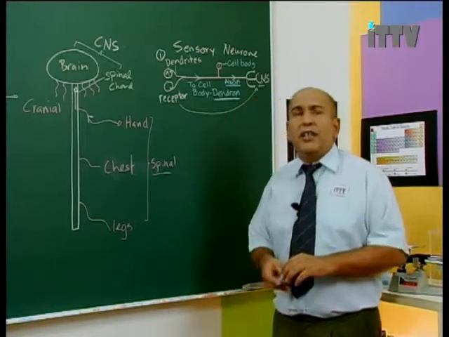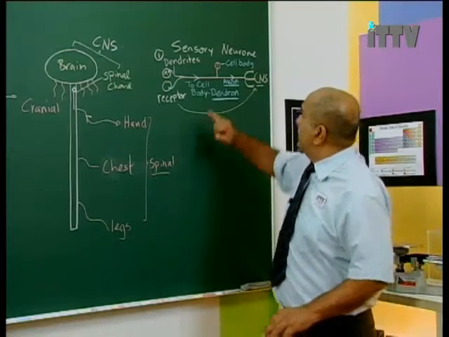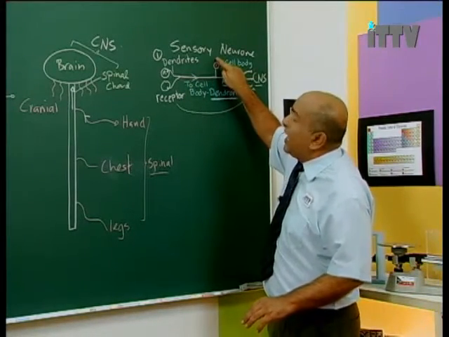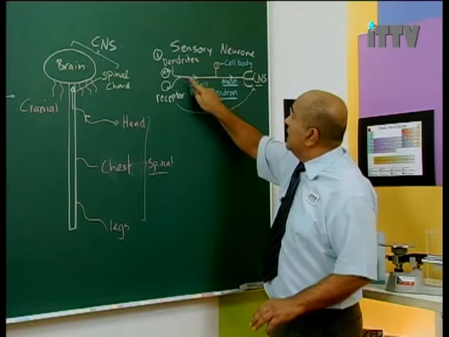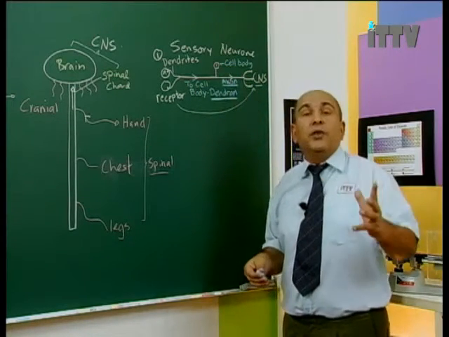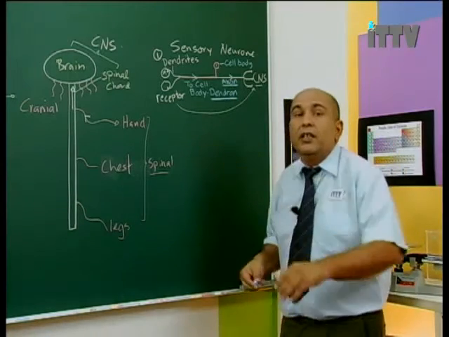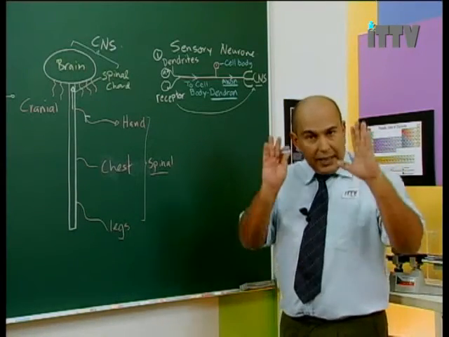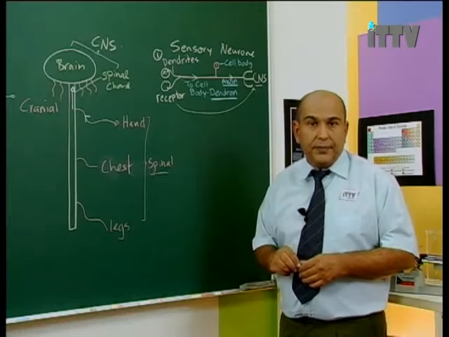Now, how do you recognize a sensory neuron? Well, the cell body is actually outside. It is not inside the main fiber. It is placed outside so that it's not in the way, so that the impulse can travel at full speed. That's how you recognize it.